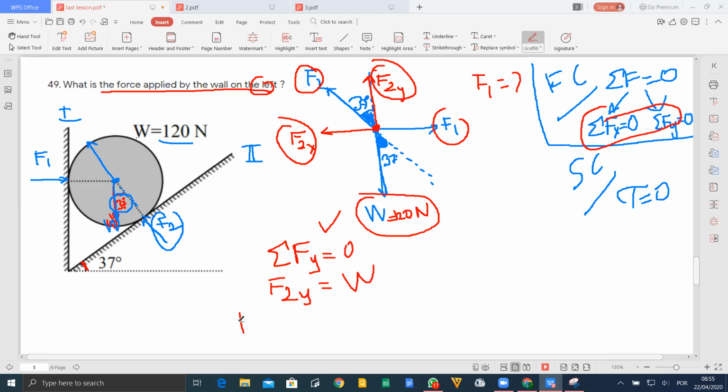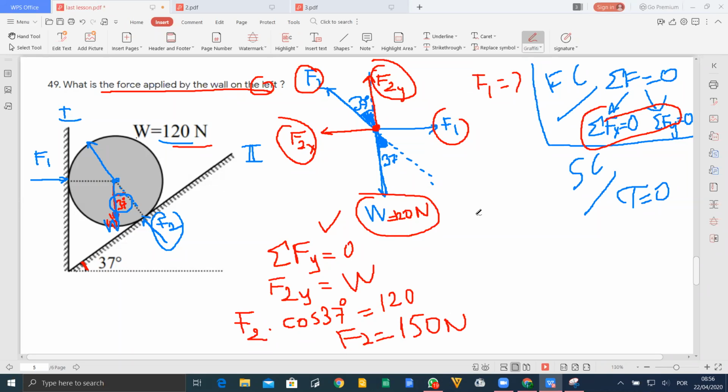Yes, this is F2 times the cosine of the angle, which is close to F2y. We will say cosine 37. F2 times cosine 37 gives us F2y here, and W is 120, so F2 becomes 120 over 0.8, and this is 150 newtons. What is this? This is F2, the reaction force from the second wall.